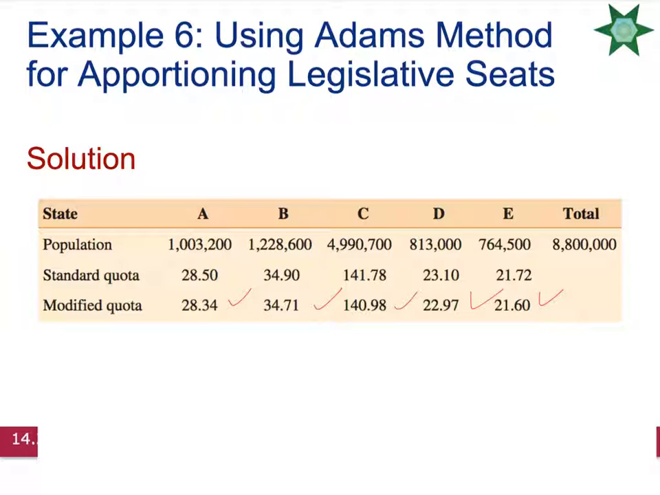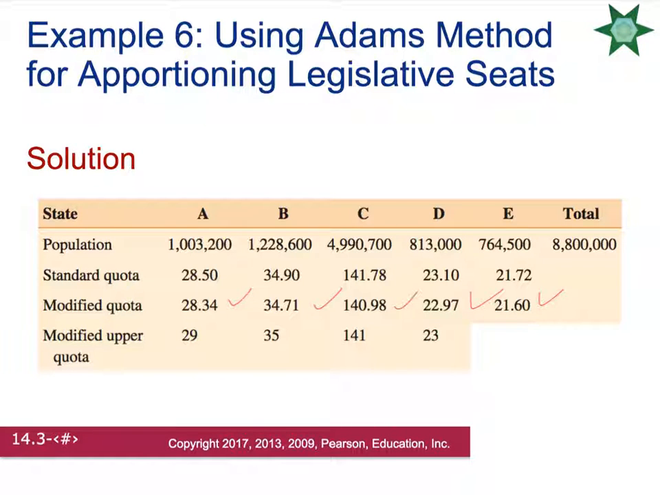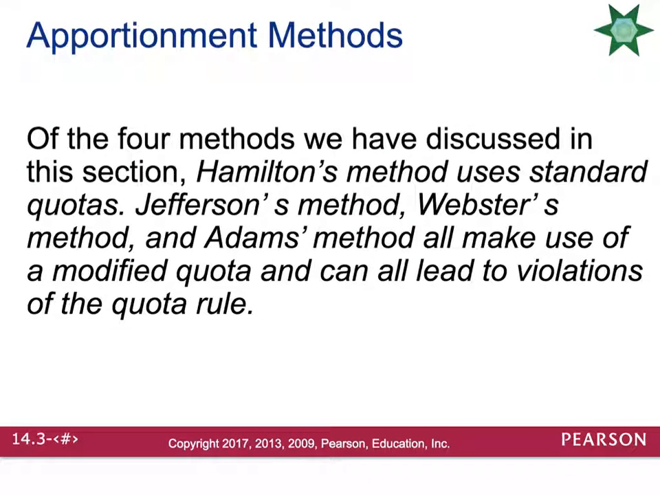But on Adams' method, you round up to the nearest integer, so don't follow traditional rounding rules. 28.34 is going to become 29. 34.71 will be 35. 140.98 will be 141. 22.97 will be 23. 21.60 will be 22. Add those bottom numbers together, see if they make 250, and they do, so then you're done. When we used the divisor 35,400, we were able to get a sum of 250 seats.